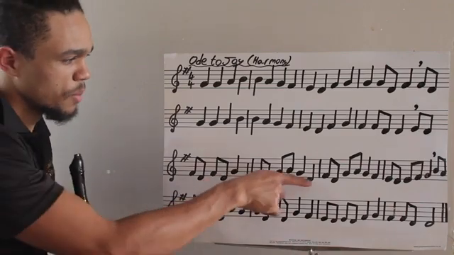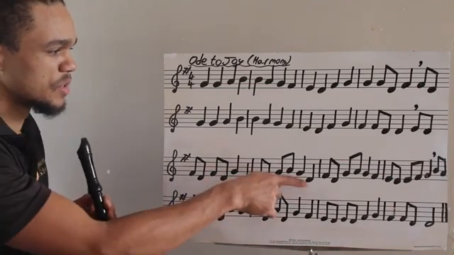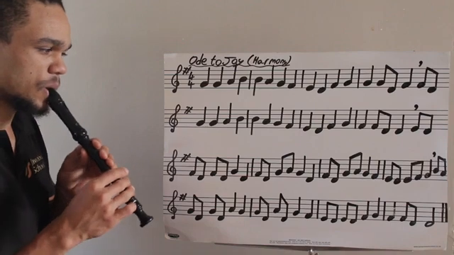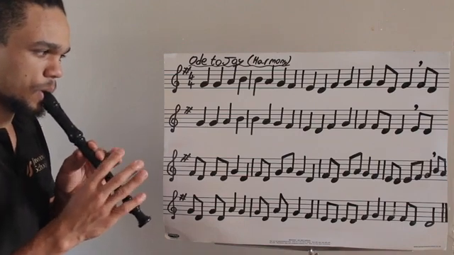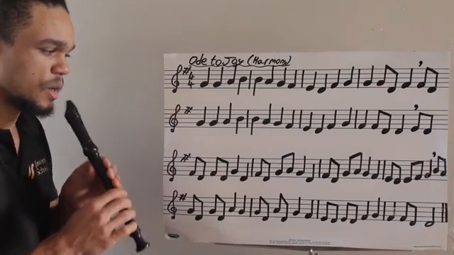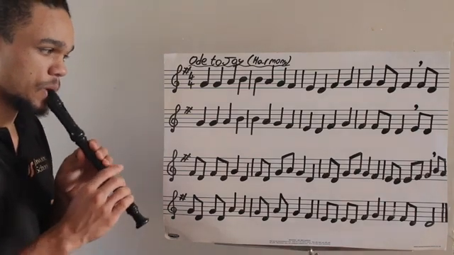Let's put this whole bar together from the F sharp down to that D. 3, go. Slowly.